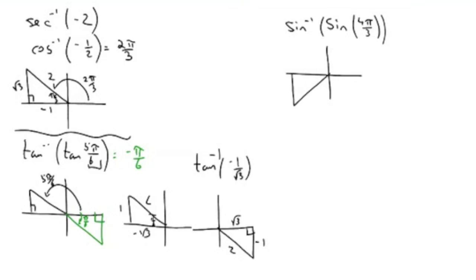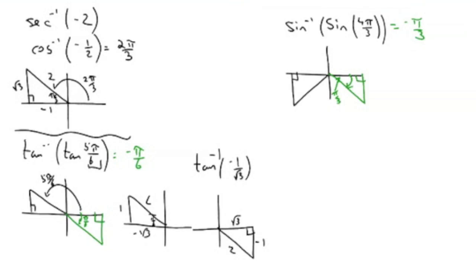Third quadrant. The problem with that is sine inverse does not work in the third quadrant. What sign is sine in the third quadrant? Negative. So the only place I could put this angle is the fourth quadrant. It's the only place sine inverse is defined, and it's defined to be negative. So the reference angle here is pi over 3, but it's coming out negative pi over 3. So how come the inverse goes to the fourth quadrant? It's just the way we defined them.